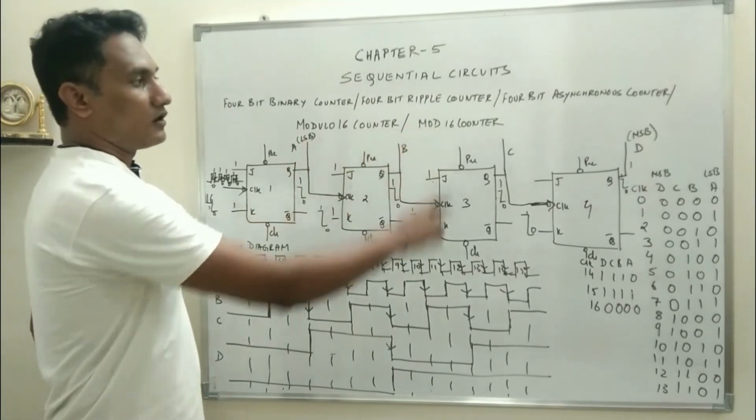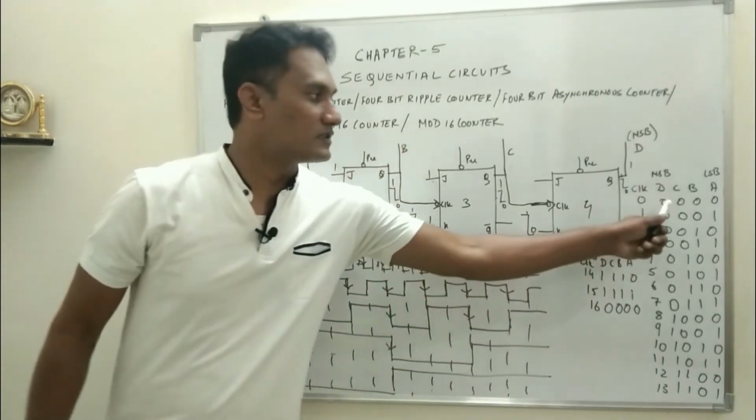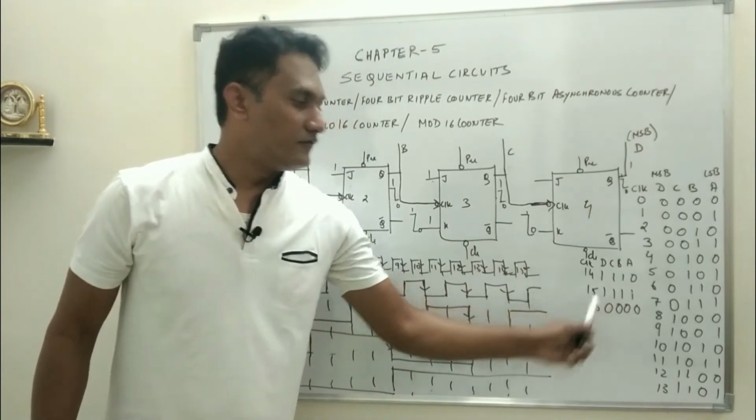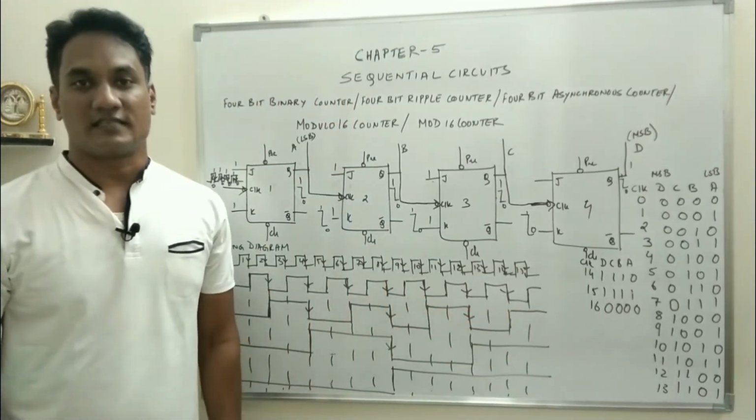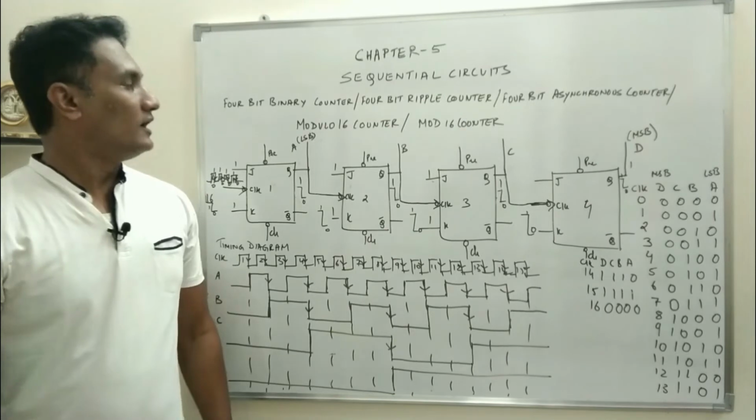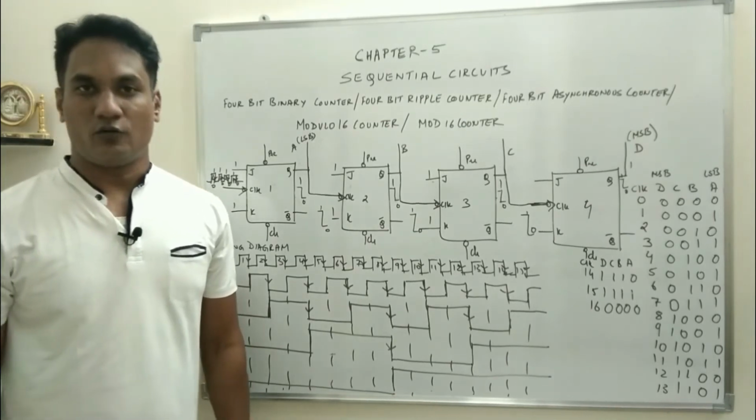It is a modulo 16 counter, or mod 16 counter, because the total number of discrete states is 16, from 0 to 15. So this is the working of a 4-bit binary counter. I hope you have understood.